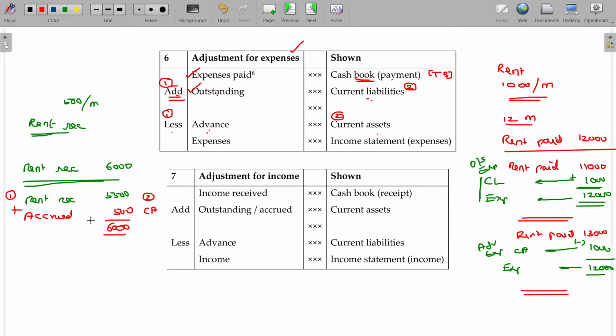Okay, in case the amount received is lesser than the amount supposed to be received, the outstanding or accrued will be added, adjustment number 1, and it will be posted as current asset, adjustment number 2.